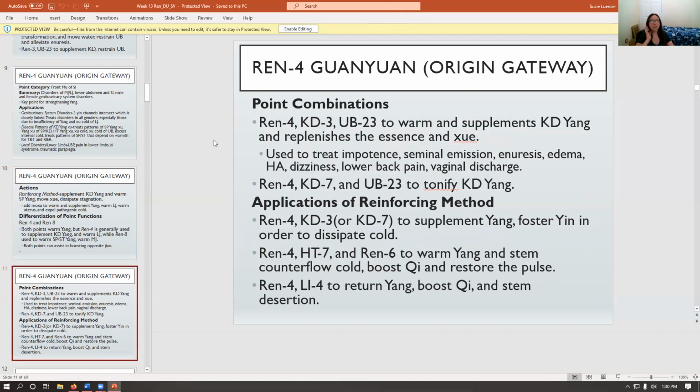So point combinations, naturally we're going to see some kidney points with Ren 4 for some things. So Ren 4 with kidney 3, UB23, that's really going to help warm and supplement kidney yang, as well as nourishing essence and blood. We've got with kidney 7 and UB23, tonify kidney yang, tonify the yin to tonify the yang. That's always a smart application.